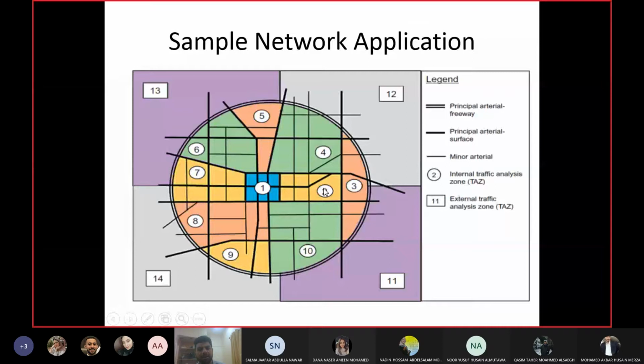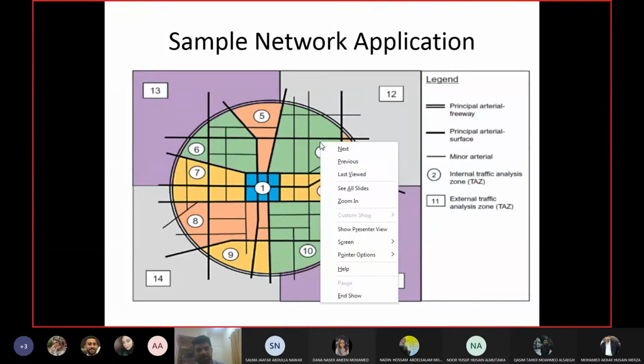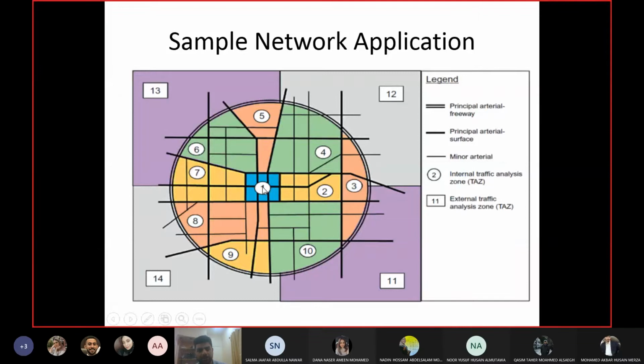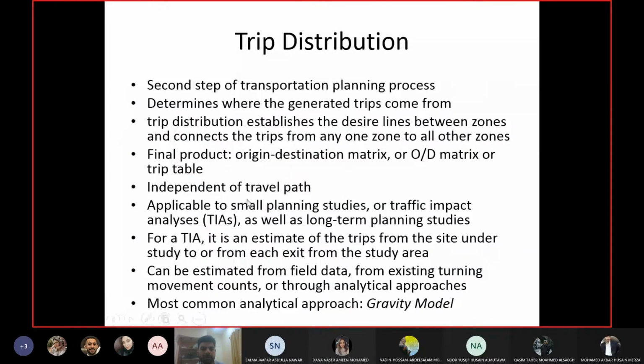So there are different ways in which you can go to zone 12, and we haven't decided about it yet. Let's say from zone 1 to zone 12 there are 10,000 people, then how many of them will use this route, how many of them will use this street, and so on and so forth. We don't know that. So this is independent of travel path.